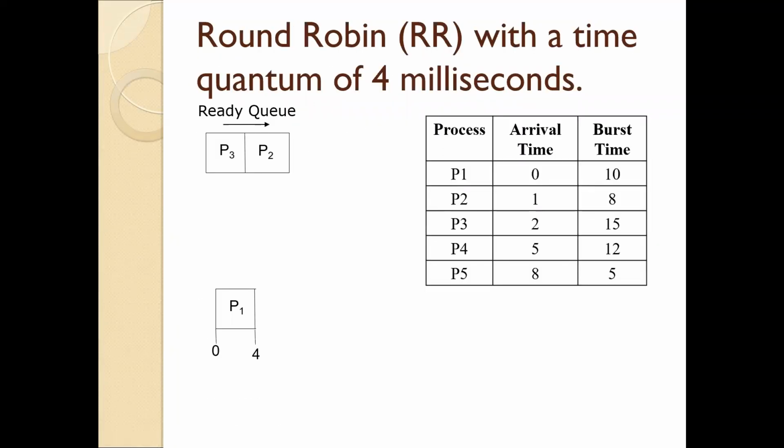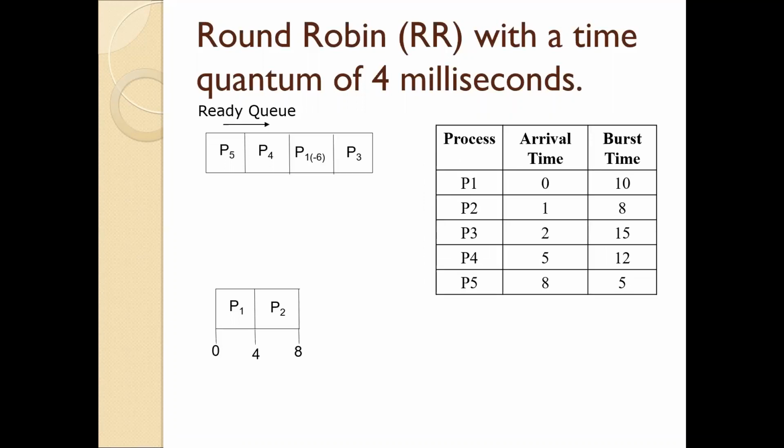So in round robin, the time quantum is 4 milliseconds. Initially P1 will start from 0 to 4. During that period, P2 and P3 will be in the ready queue. You have to clearly understand what happens inside. So from 0 to 4 milliseconds, P2 and P3 will be in the ready queue.